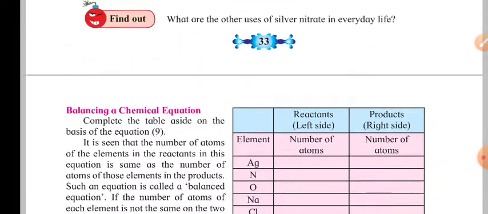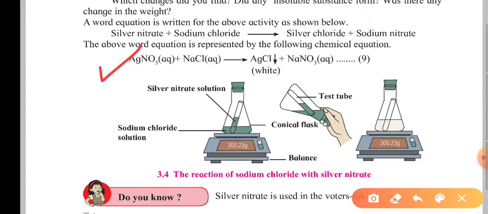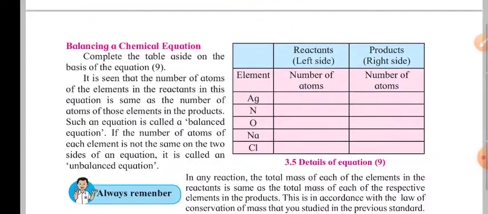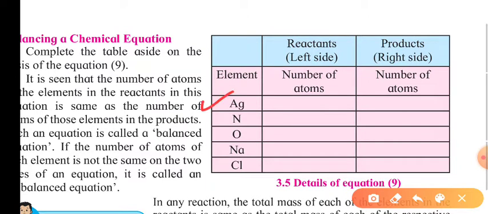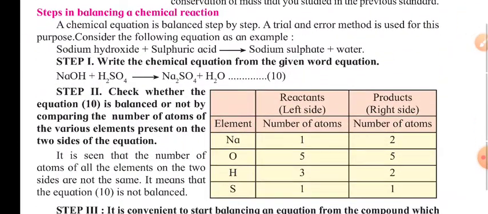Like the equation we saw in a previous session: AgNO3, silver nitrate, is reacting with sodium chloride, NaCl, and forming AgCl, silver chloride, with sodium nitrate, NaNO3. For this, we have to write the number of atoms present, so this section you can do by yourself. I'm not going into much detail there, only the reaction we have to see and the number of atoms we have to write down. I'm going directly to the steps involved in balancing a chemical reaction.